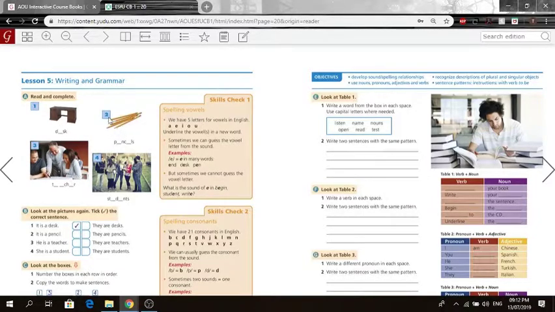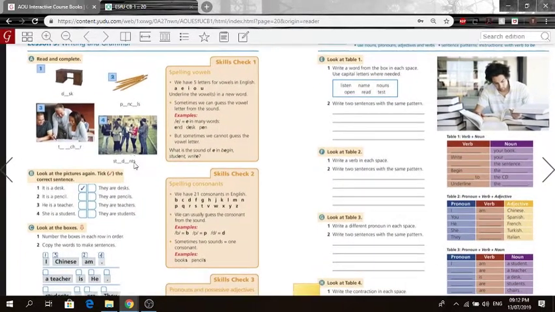2 is pencils, so P-E-N-C-I-L-S. Here is a lovely teacher, so T-E-A-C-H-E-R. And here we have some students enjoying themselves, so S-T-U-D-E-N-T-S, okay?